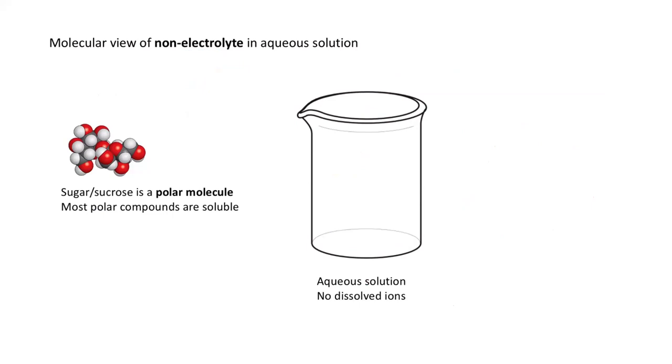So there's 3 possibilities. A non-electrolyte, you still have an aqueous solution. This is an example of a polar compound. Polar compounds will also dissolve in water. Not all polar compounds, but a lot of them. Okay, so polar compounds will also dissolve in water by the same way.